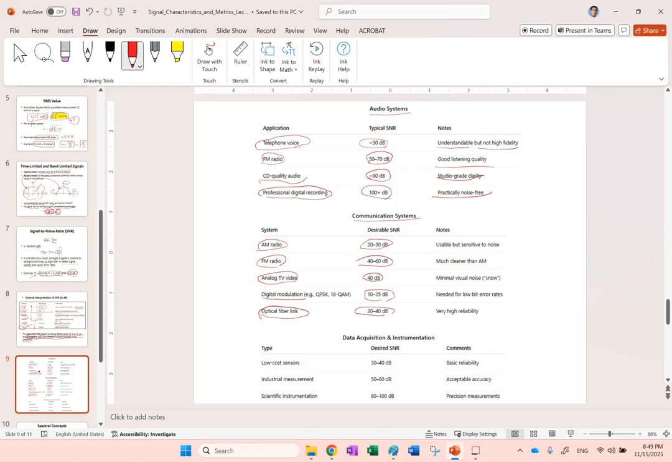And finally, if you're looking at sensors and data acquisition, if it's a cheap sensor, you might get 30 to 40. So even cheap sensors are really good. If you're looking at an industrial sensor, you might get 50 to 60. And if you're looking into a scientific one, you can get 80 to 100 decibel of SNR. So now you get a better idea of what is good and what is not.